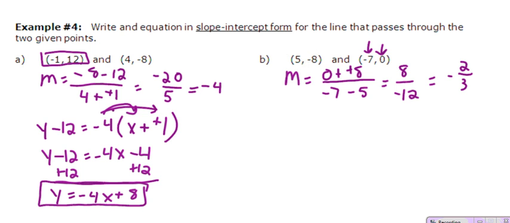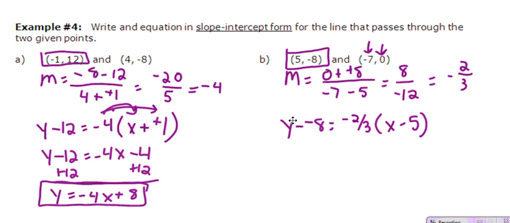I pick a point. I'm going to pick the first point, and I'm going to write in point-slope form. Y minus negative 8 equals negative 2/3 times x minus 5. Now from here, I have to put it into slope-intercept form, so I solve for y. I distribute, and yes, we have fractions sometimes. That's okay. If you can't remember how to multiply fractions, put it in your calculator.